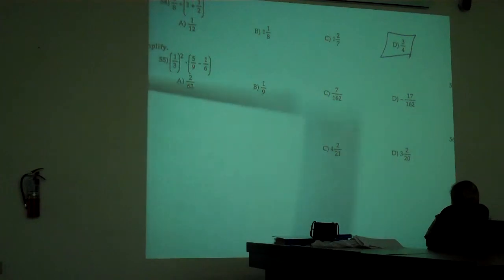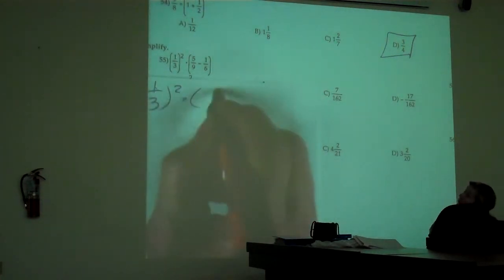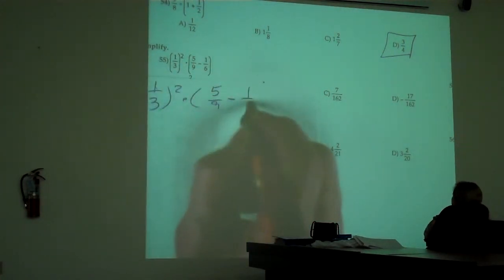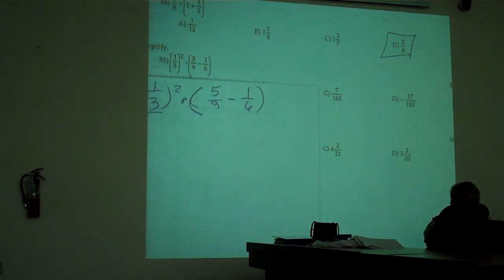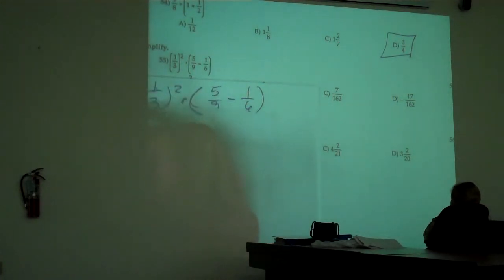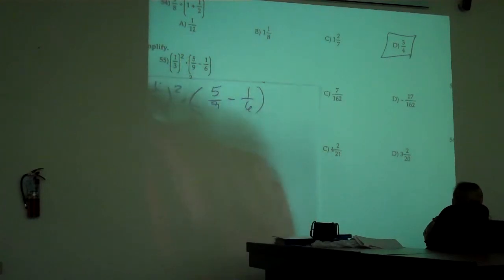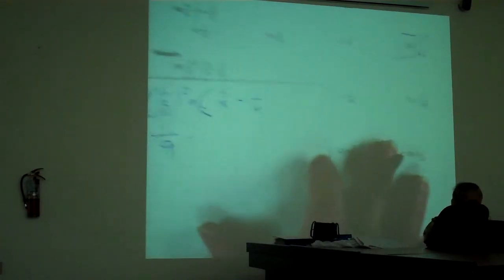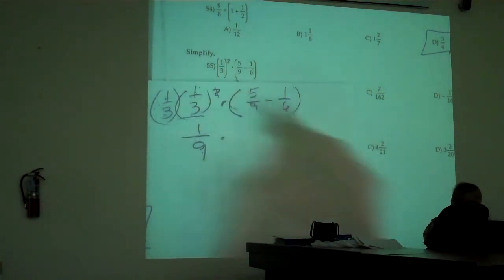One more of those. 1/3 squared times that. So we have 1/3 squared times 5/9 minus 1/6. So 1/3 times 1/3. 1/9. 1 times 1, 3 times 3. You might better write it out so you remember to multiply top times top, bottom times bottom. Because I didn't write it out like that instead of squared.